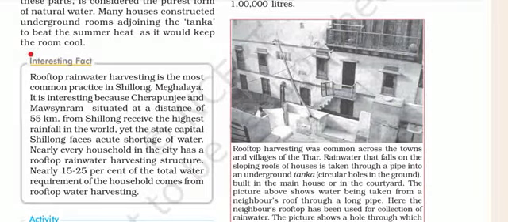Rooftop rainwater harvesting is the most common practice in Shillong, Meghalaya. It is interesting because Cherrapunji and Mawsynram, situated at a distance of 55 kilometers from Shillong, receive the highest rainfall in the world. Yet the state capital, Shillong, faces acute shortage of water.